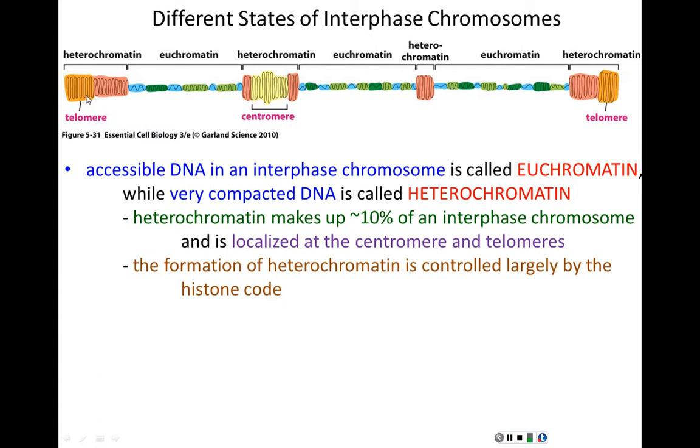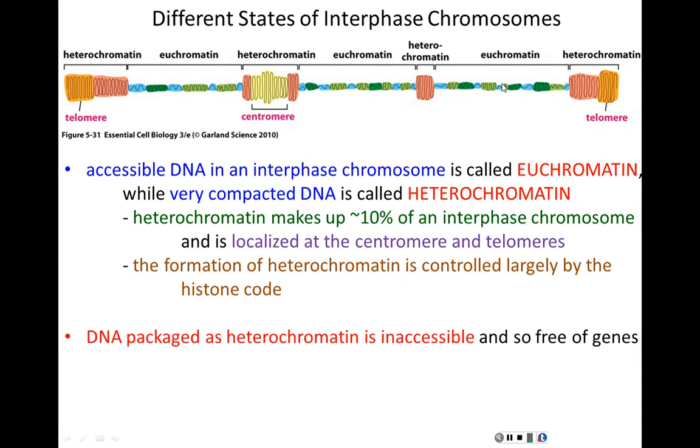The formation of heterochromatin, the signaling for forming heterochromatin, is controlled largely by the histone code. The pattern of modifications on these histone proteins in these regions signal to the cell to wrap that DNA up very tightly into heterochromatin. Likewise, other signals on the histone code promote the formation of euchromatin and keep that DNA more accessible.